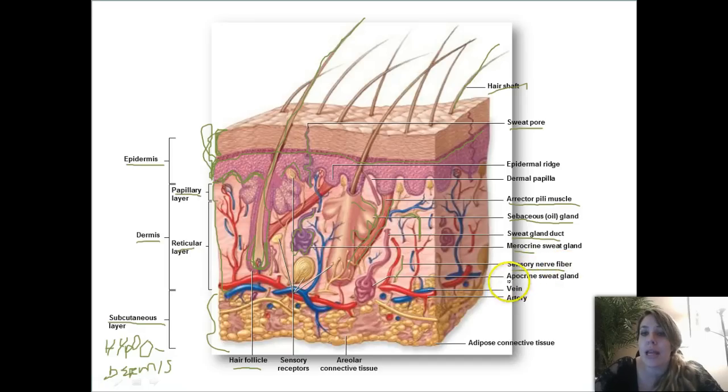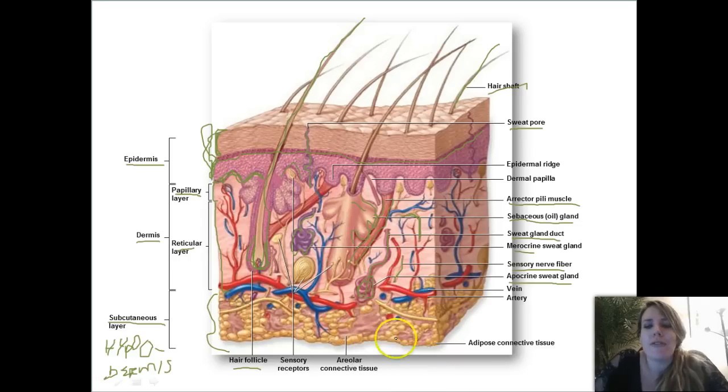Another kind of gland you have is called an apocrine sweat gland. And it's not going to be found in all parts of your skin, just certain parts of your skin. As you'll learn later, apocrines are found in stinky places. Armpits, anuses, nipples, your areolae around the nipples, groin, anyway, places like that. So we'll get into that a little bit later.